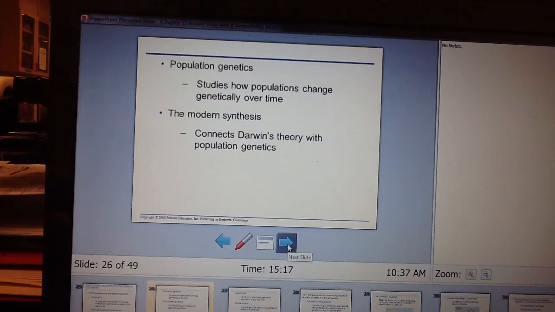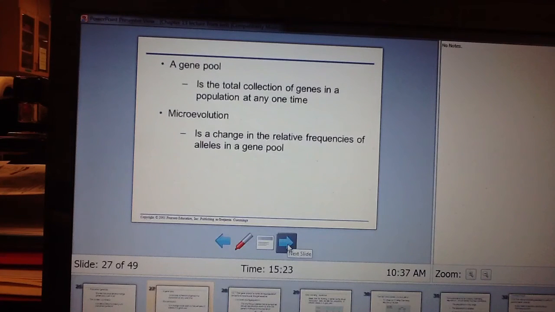He was, again, looking at populations of animals at different locations, and based on that, he came up with the theory of evolution. One of the vocab words we're going to talk about is a gene pool. A gene pool is simply the collection of genes in a population at any one time. So the gene pool is constantly changing, and if the gene pool changes, then we know evolution is happening.